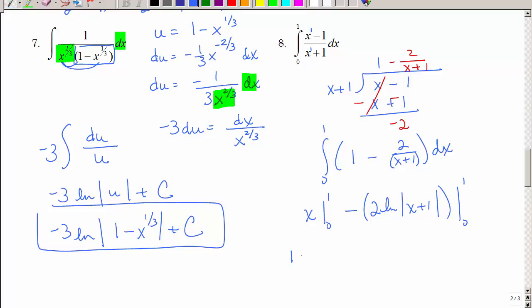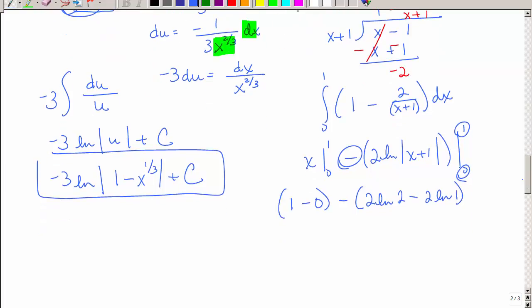So let's see, this is going to be 1 minus 0 minus 2 times the natural log of 2 minus 2 times the natural log of 1. So this is 1. This is minus 2 times the natural log of 2. And then, believe it or not, you should know that the natural log of 1 is equal to 0. So that is your final answer.